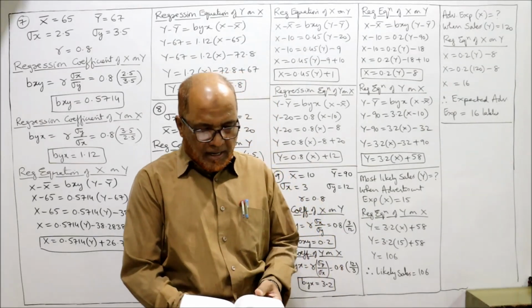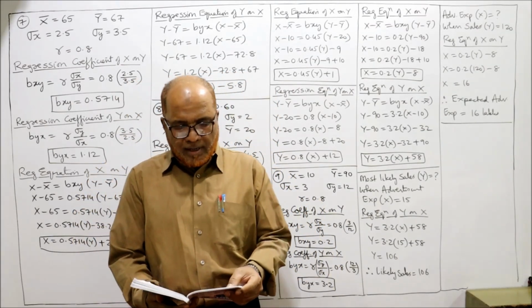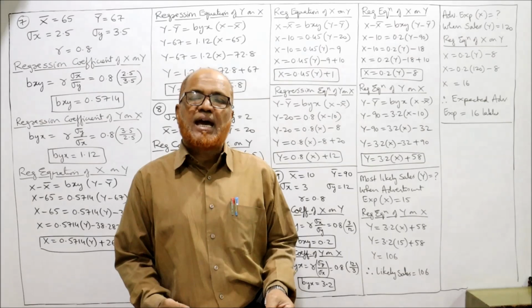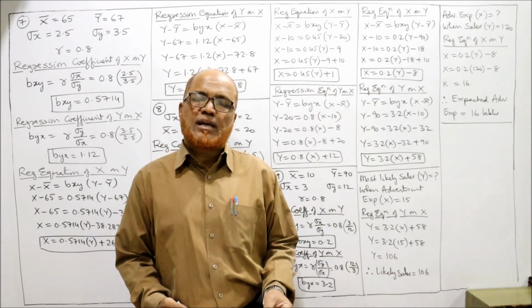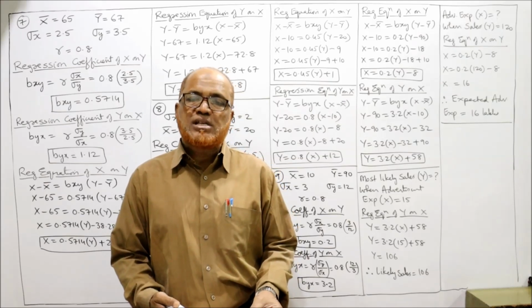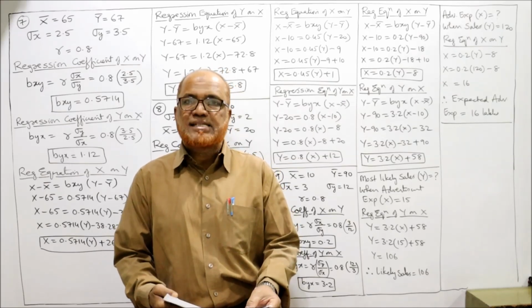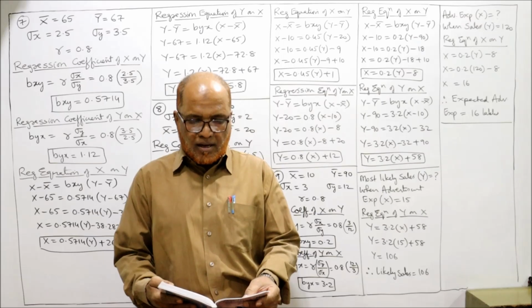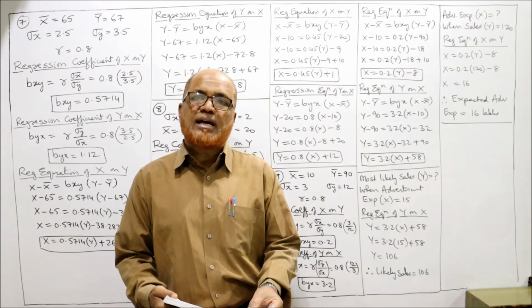Now see problem number 9. You are given the following information about advertising and sales. So two variables are given, advertising and sales, and it is already denoted in the problem itself. Advertisement is denoted as X, rupees in lakhs, and sales are denoted as Y.